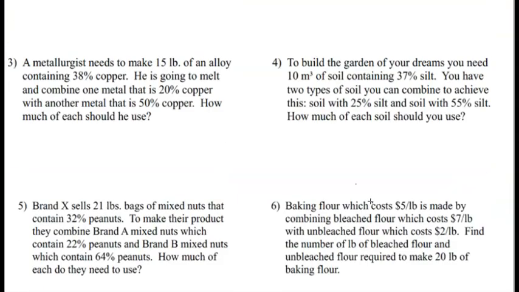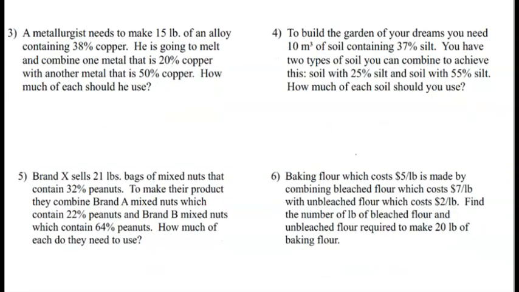Let's look at number 3. A metallurgist needs 15 pounds of an alloy containing 38% copper. He is going to melt and combine one metal that is 20% copper with another metal that is 50% copper. How much of each should he use? So, we have X amount, Y amount, and the mix. So X amount is going to be 20% copper, Y amount is 50% copper, then the mix is in between, like it should be, 38% copper.